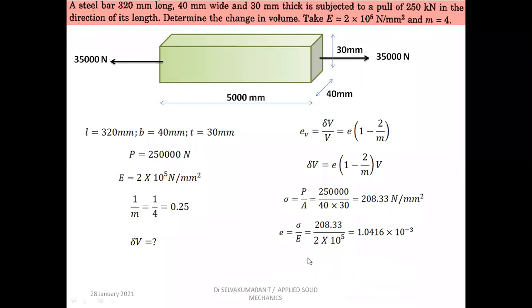And strain is stress by Young's modulus. So stress is available, Young's modulus is available. So strain is 1.0416 into 10 power minus 3. It has no unit. Okay, so strain is available.